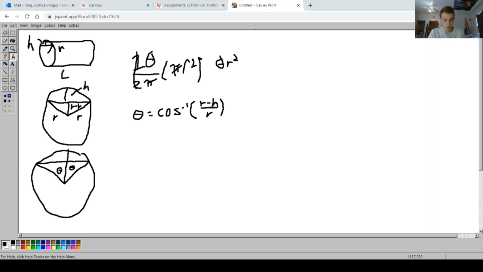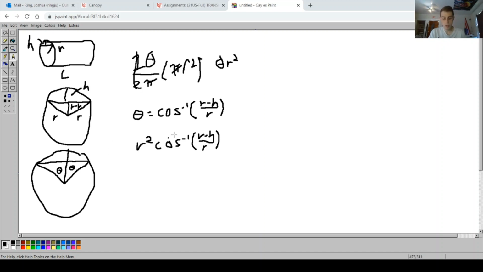All right. So now we can go ahead and substitute our theta back into the theta r squared. So we will get r squared cosine inverse of (r minus h) over our radius. And this is the area of the little circular section.